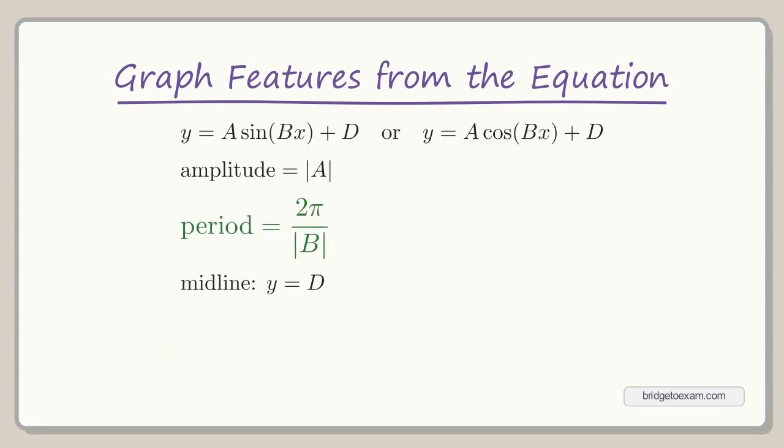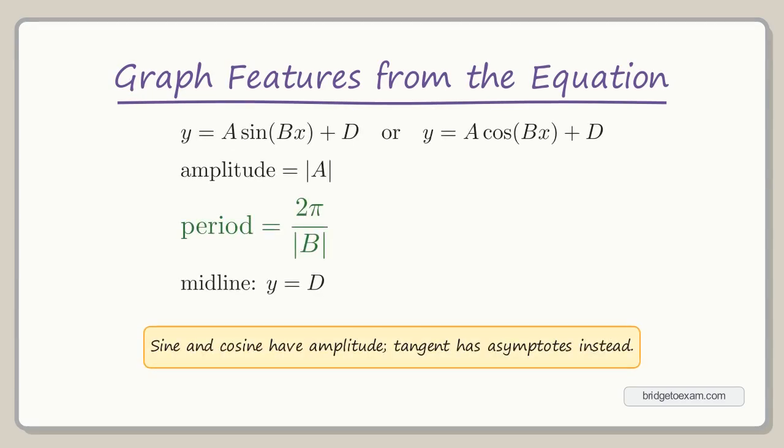Trigonometric graphs are functions made from circular motion. Sine and cosine repeat smoothly. Tangent repeats with vertical asymptotes. For y equals a sine bx plus d, or a cosine bx plus d, amplitude is the absolute value of a, period is 2 pi over the absolute value of b, and the midline is y equals d.